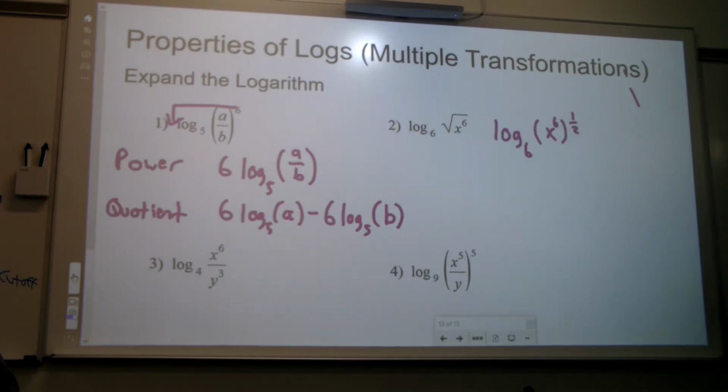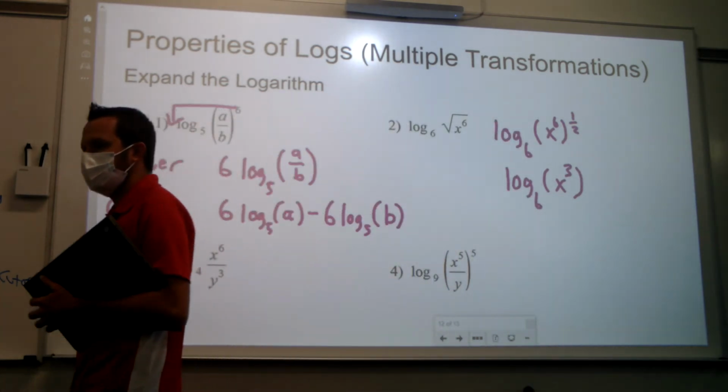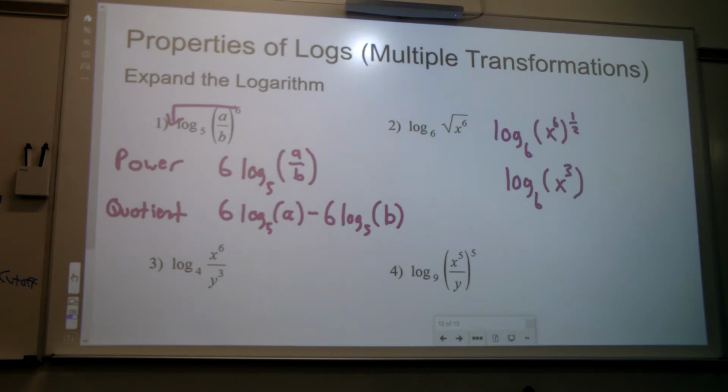Point is, right here I have x to the 6, and then that's raised to the 1/2, so I have a power raised to a power. What do I do with the 6 and the 1/2? I'm going to multiply those, okay? So that's going to be log base 6 of x to the 6 halves. What is 6 halves, guys? 3. I just wrote a 3, because you guys know what half of 6 is, right? It's a 3.